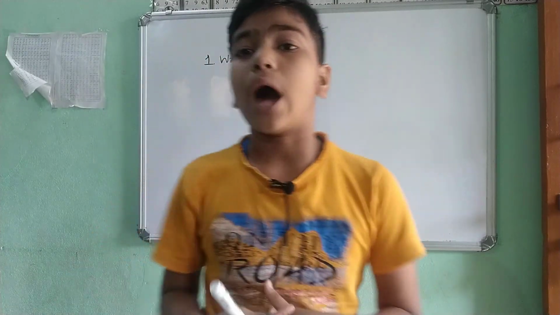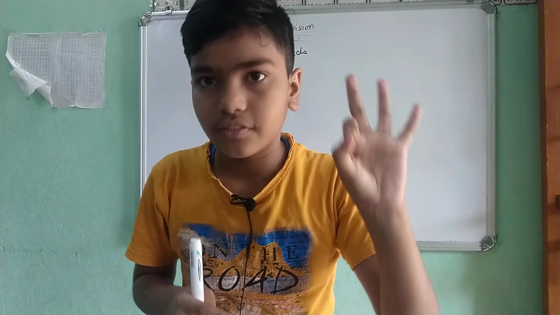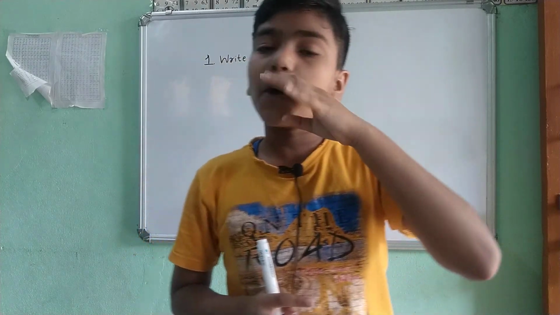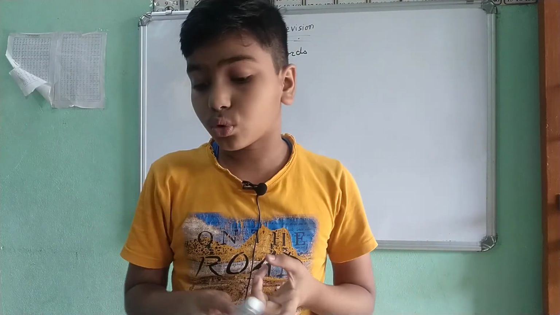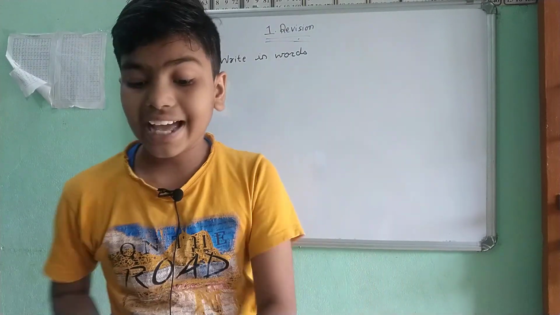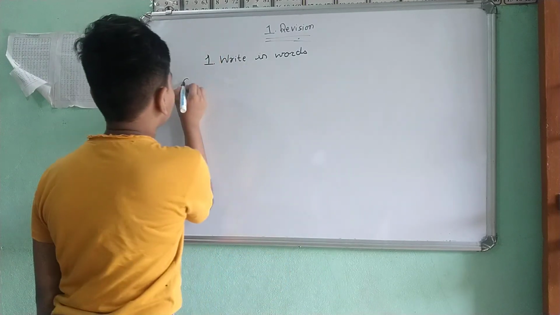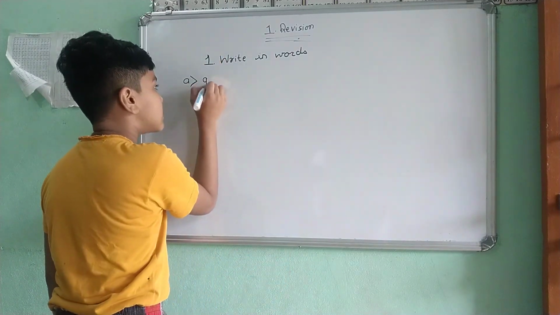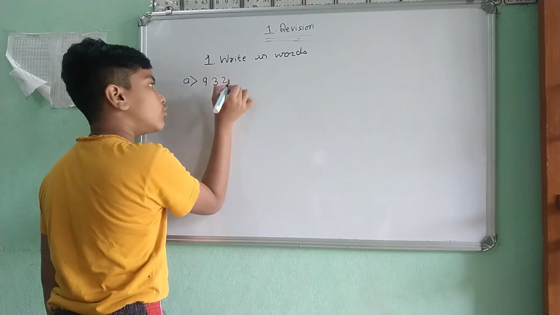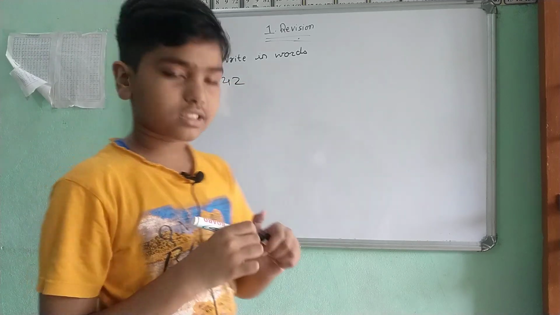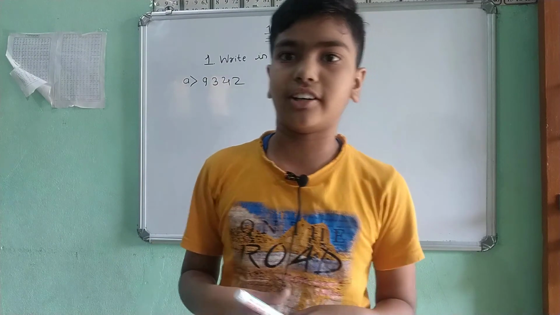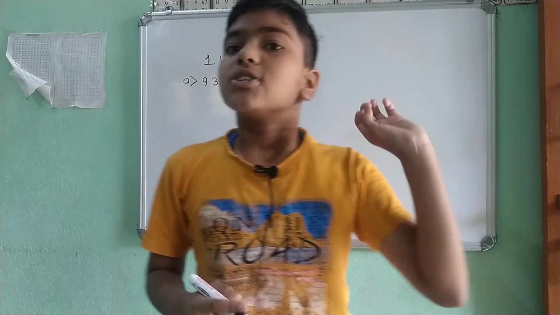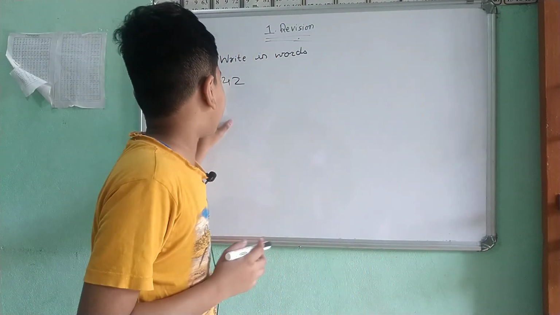Okay, so now how to write a word? We have learned ones, tens, hundreds. Yes, we have learned 4 digits. Then there are 5 digits. Now, how to write? So, there is 9,342. Now, I guess some of you may have forgotten, some of you may not have forgotten if you are clever, if you are intelligent. Okay, so now let's see how to write in words.